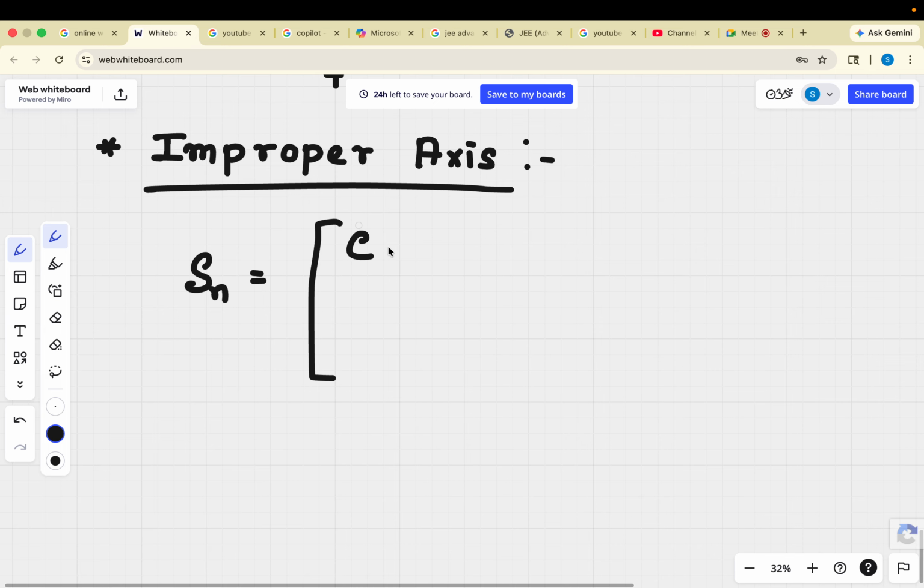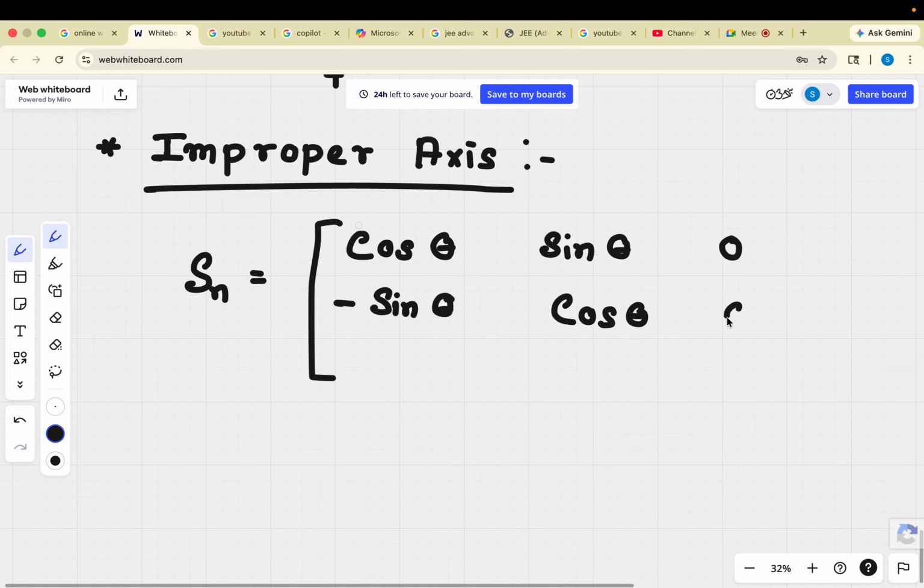So here we have this formula: cos theta, then you have sin theta, then you have 0. Next you have minus sin theta, cos theta, 0, and lastly we have 0, 0, minus 1. So this is your improper axis. Sn is equal to cos theta, sin theta, 0, minus sin theta, cos theta, 0, and 0, 0, minus 1.